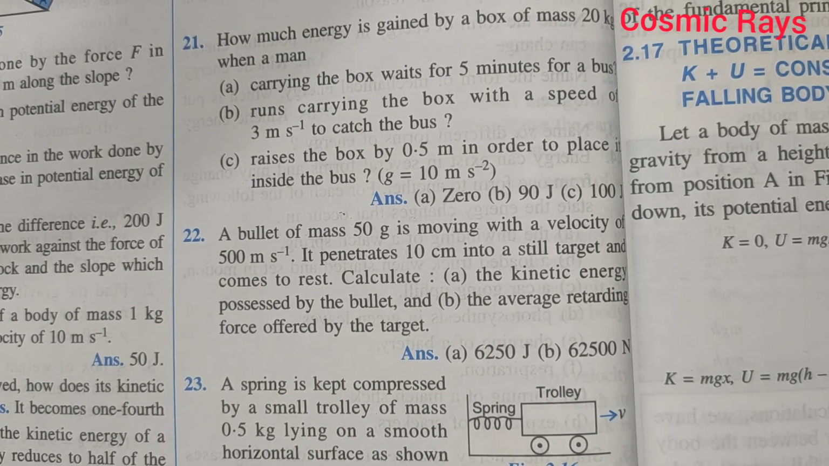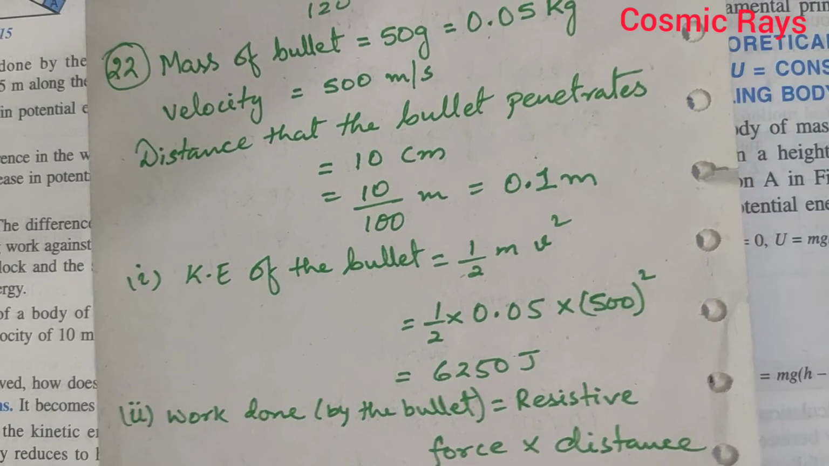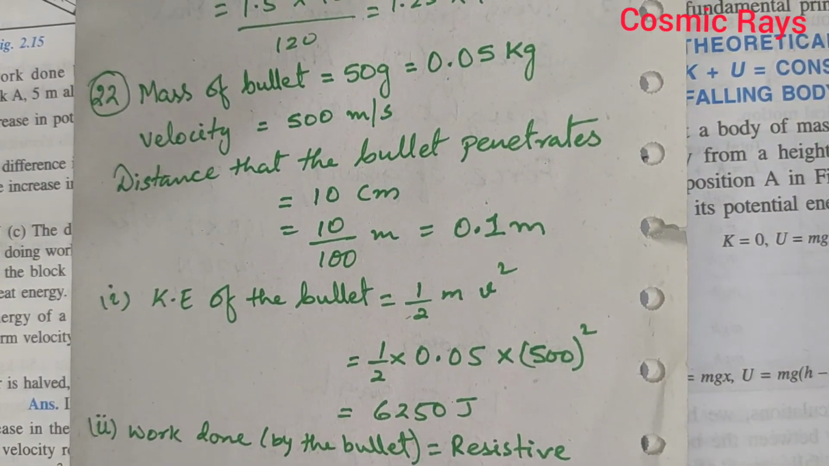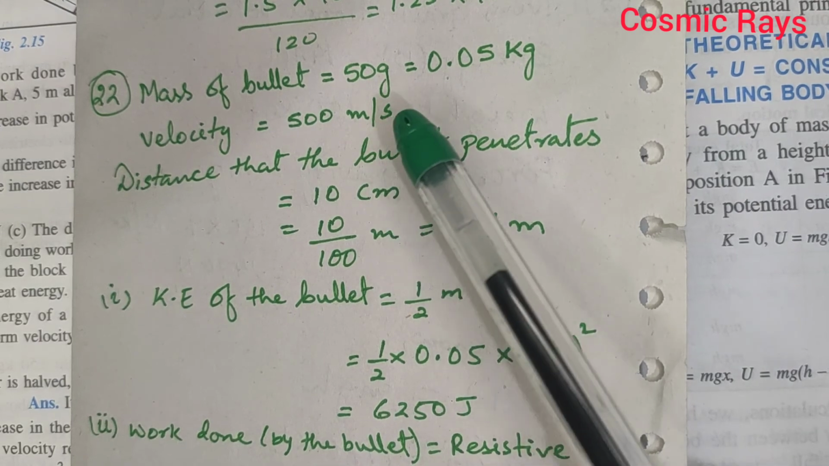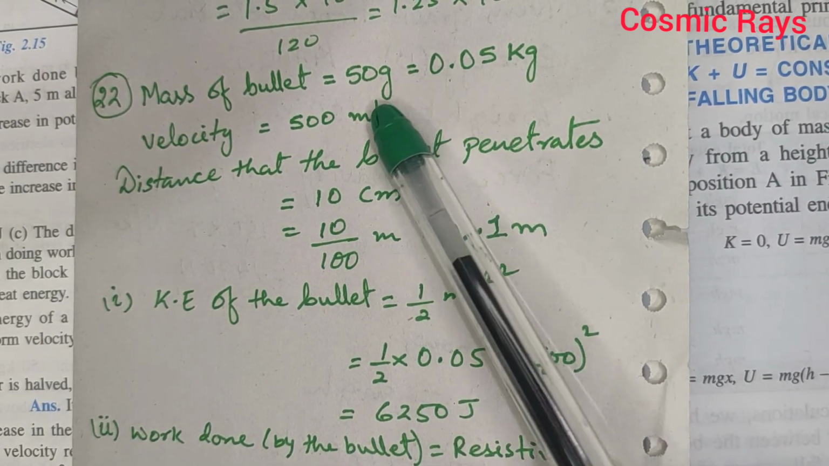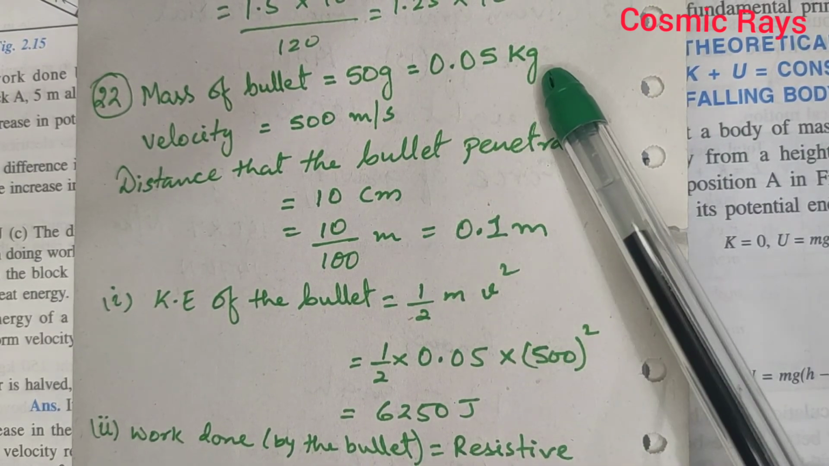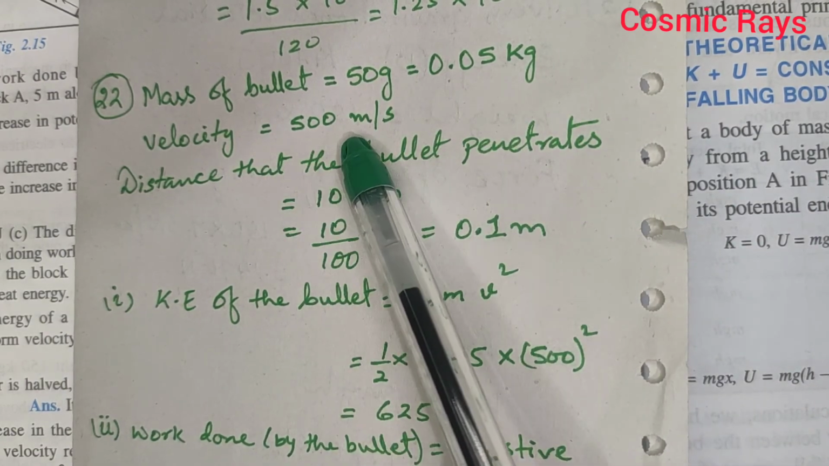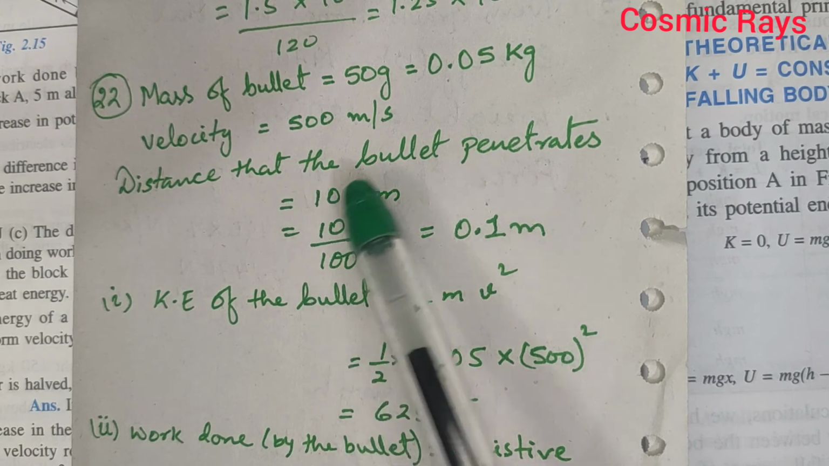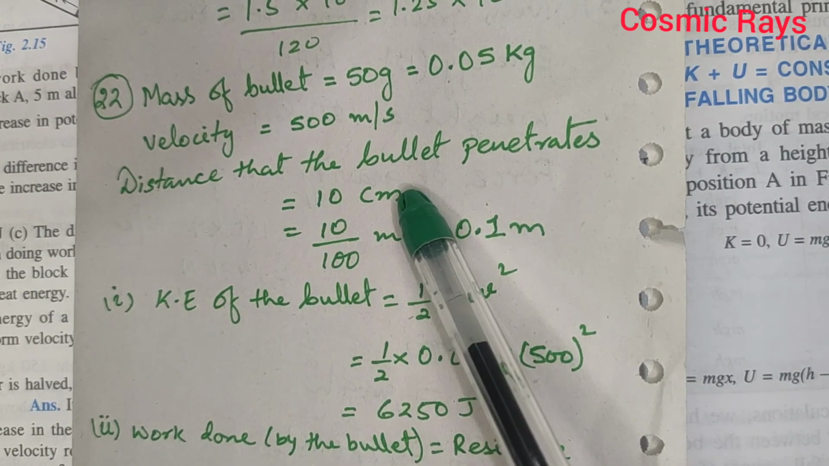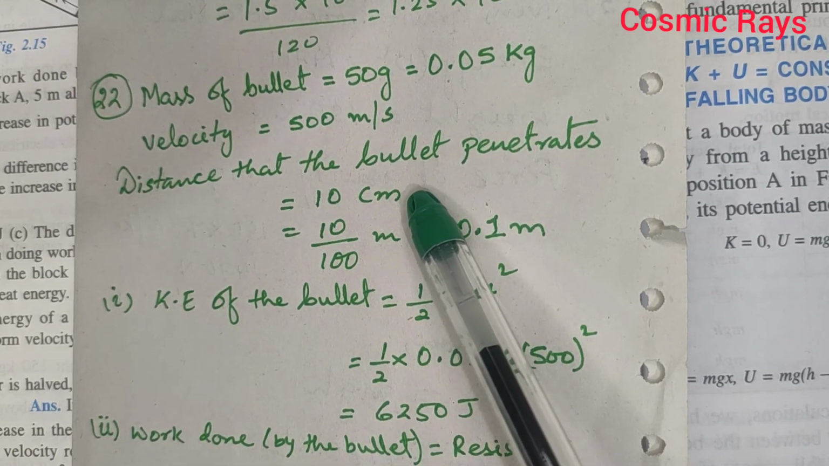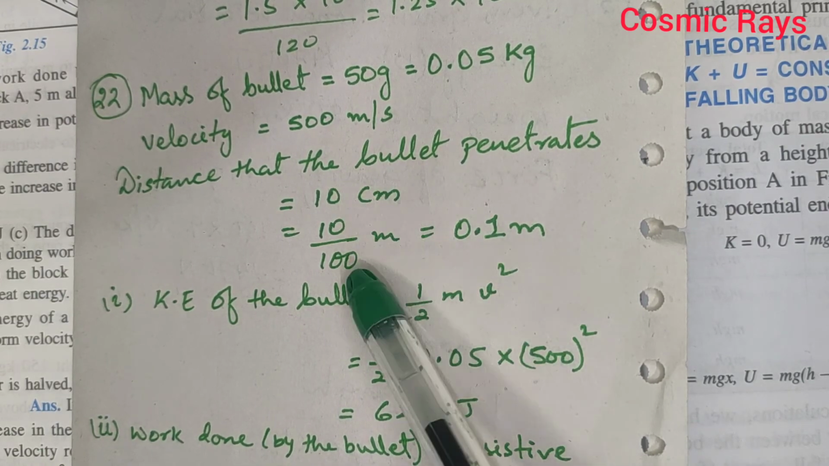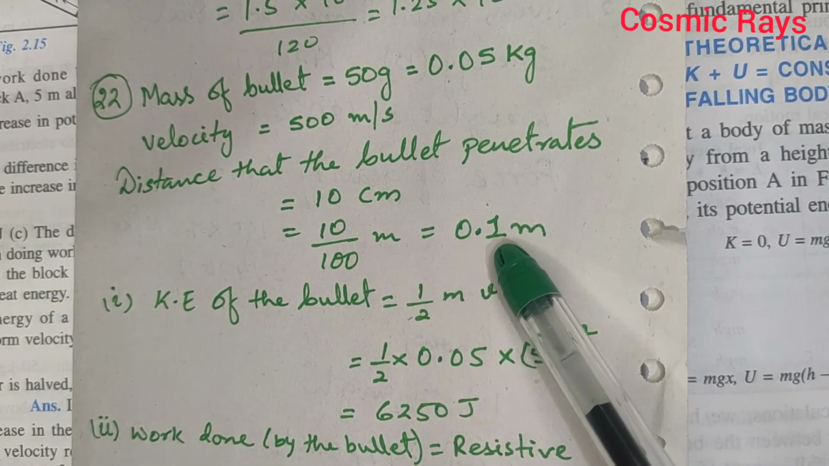So here I have solved. The mass of the bullet is 50 grams. That is divided by 1000, converted into kg. So it becomes 0.05 kg. Velocity is 500 meter per second. The distance that it penetrates is 10 centimeter. We know that the SI unit of distance is meter. So centimeter to meter, when we have to convert, we divide it by 100. So we get 0.1 meters.